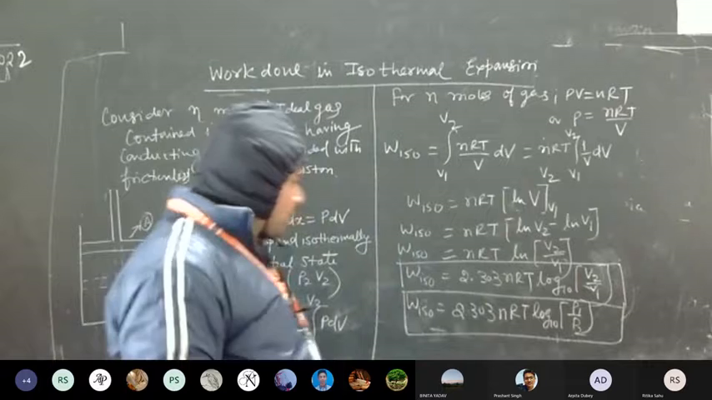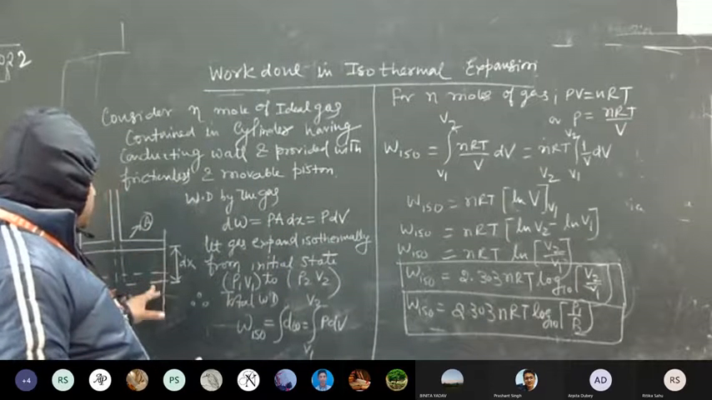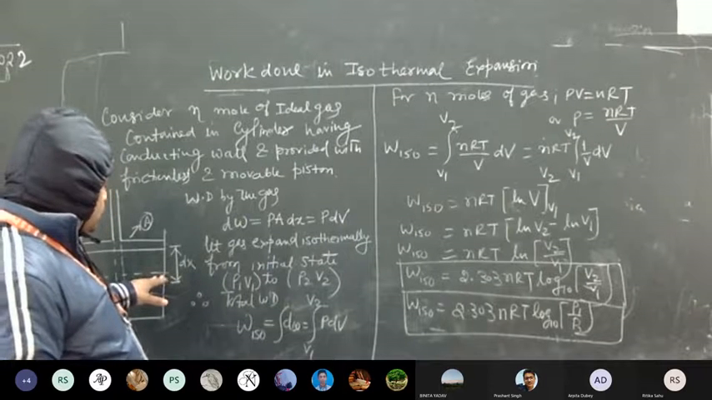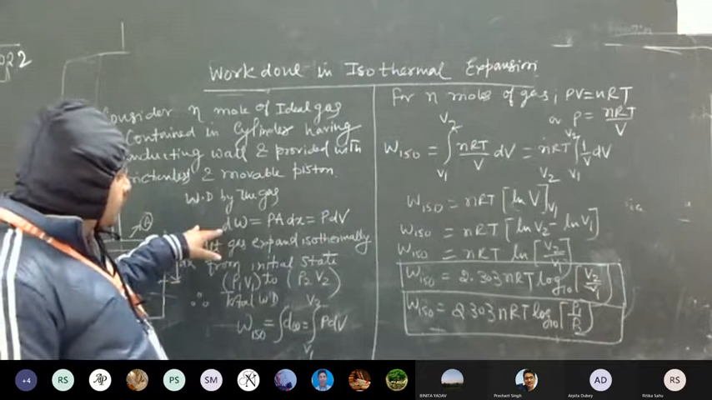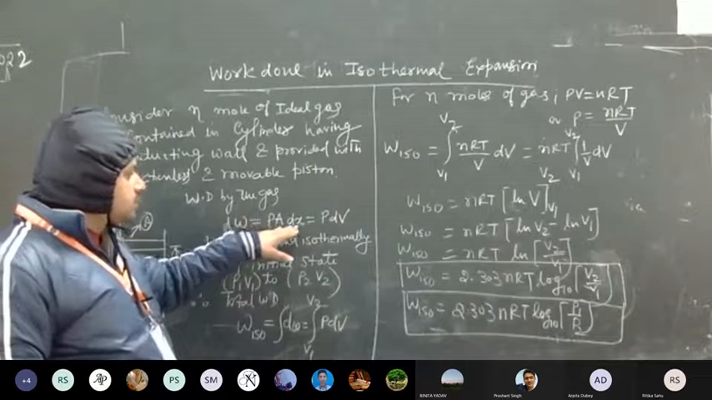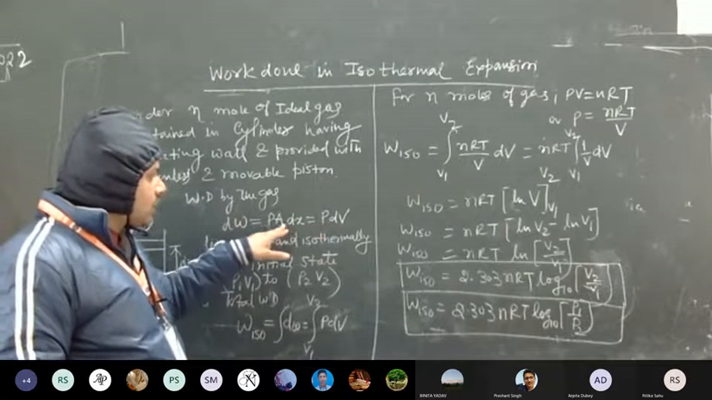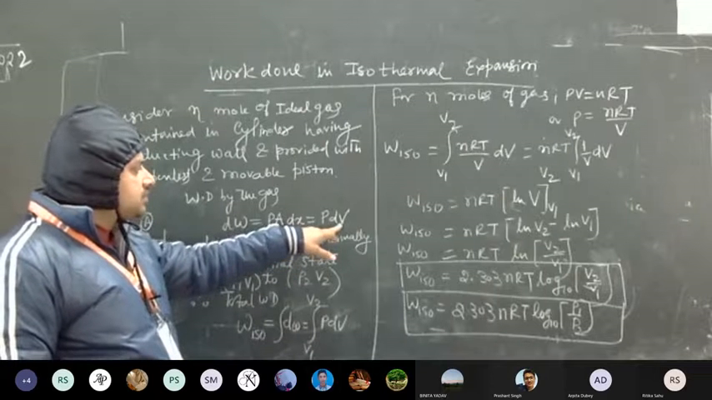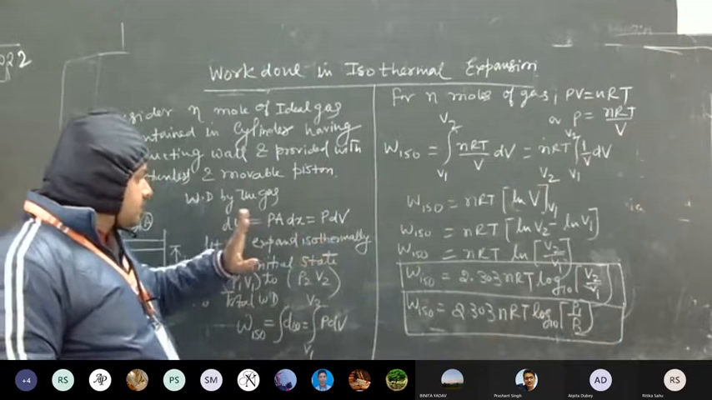Now what will happen? There will be a small work done performed by the gas during the displacement of piston from this point to this point. So what will be the work done? Work done is dW equal to P into A into dx, and that is equal to P into dV, because area multiplied by the displacement gives the change in volume and P is the pressure.